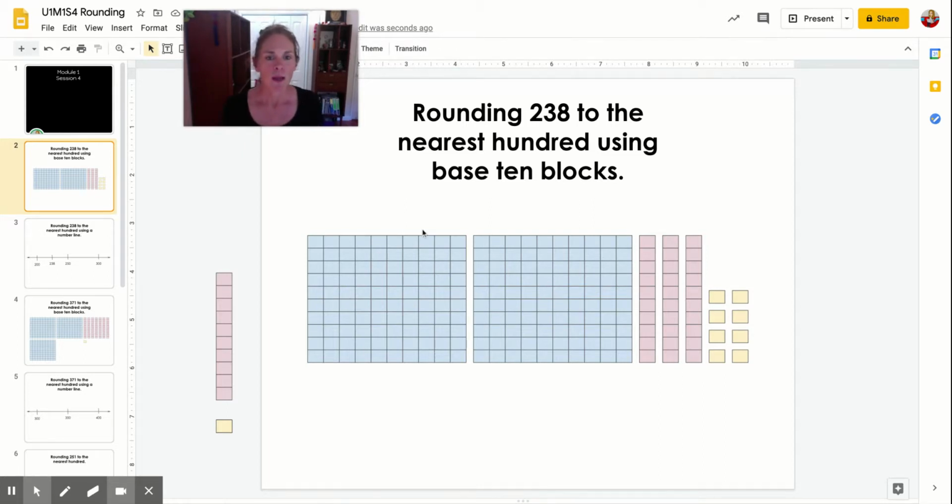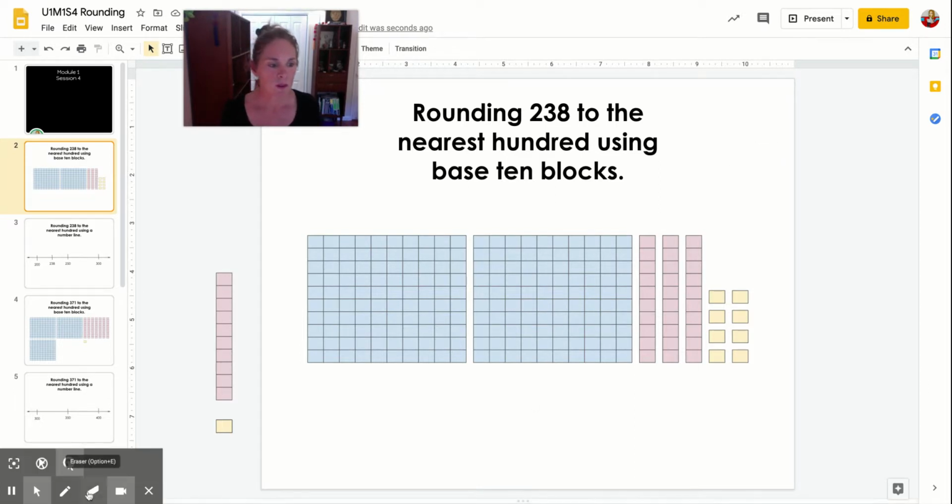So we're rounding to the nearest hundred, and you can see here that we have 100, 200, 210, 220, 230, 232, 4, 6, 8. So we have 238 blocks. And when you round to the nearest hundred, you're either going to stay the same, keep this 200 here, or you're going to round to the next hundred.